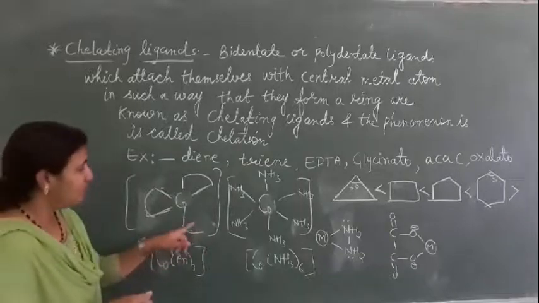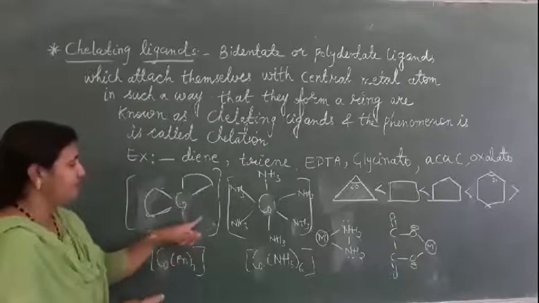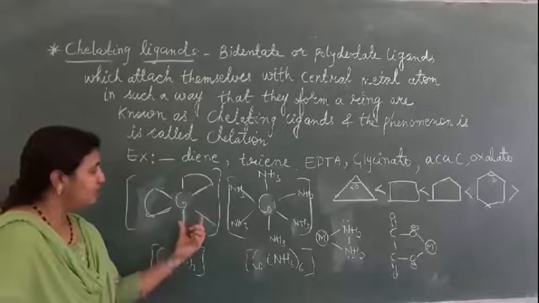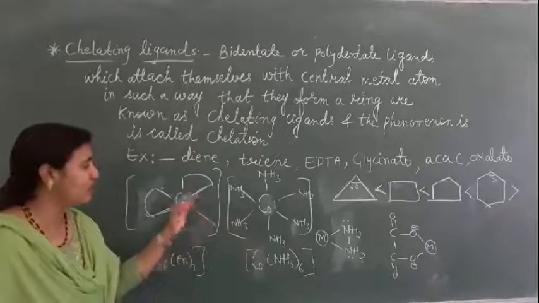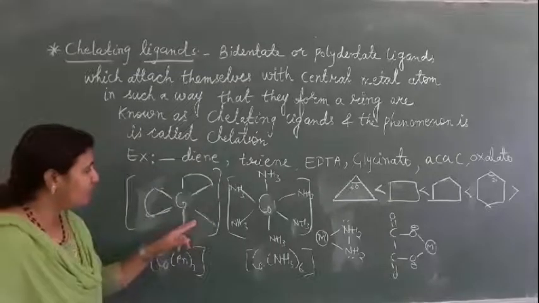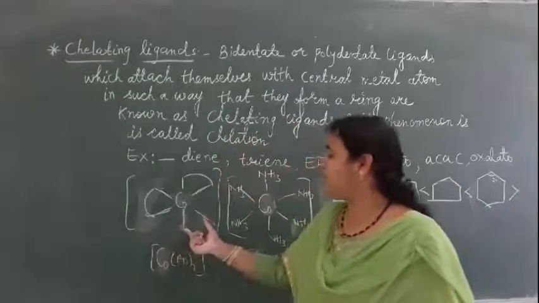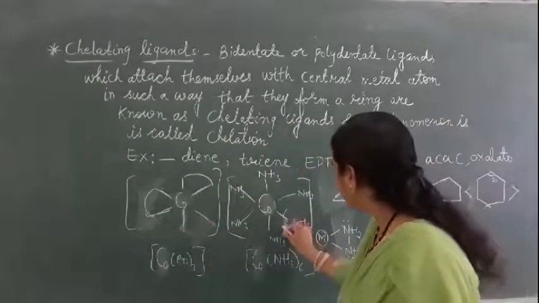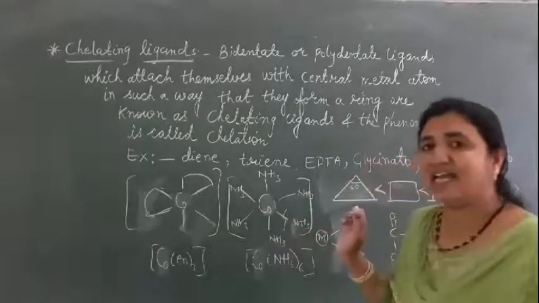To remove it, we have to break both the bonds. Then only can we remove this ligand. We can't remove only one end, because if you break one, it will just hang here. So extra energy is required, as we have to break 2 bonds. But in the monodentate case, if you want to break the bond, we can just break it, because it is a single bond, and we can remove the ligand.